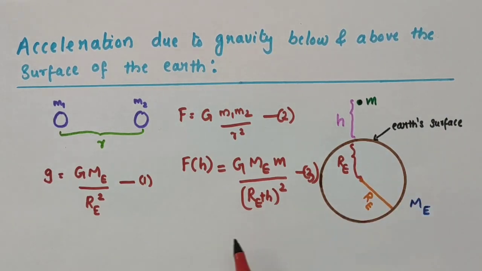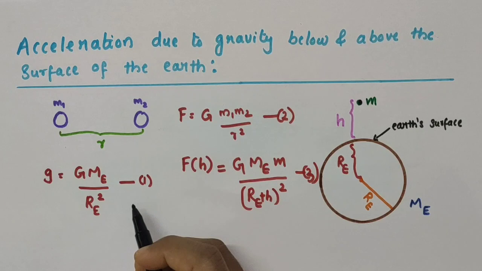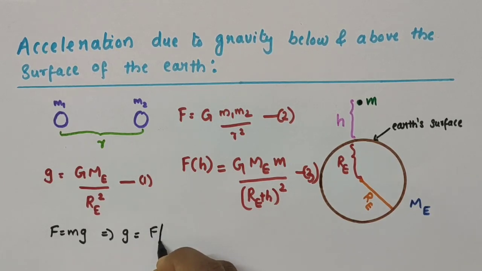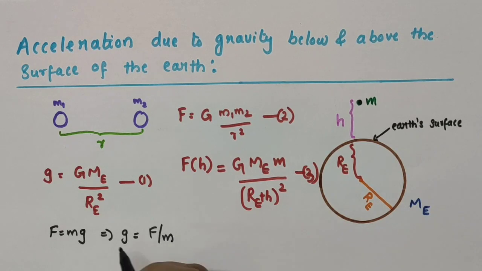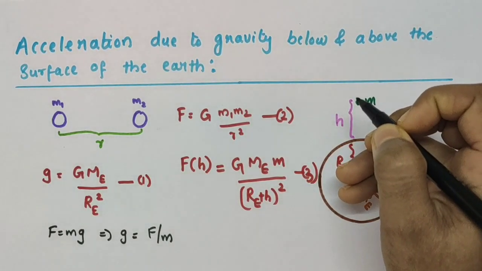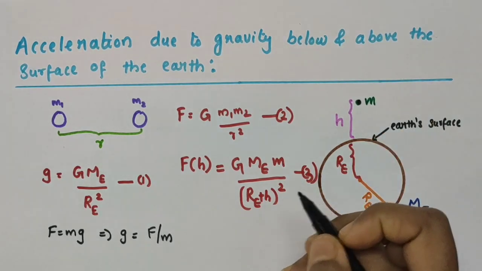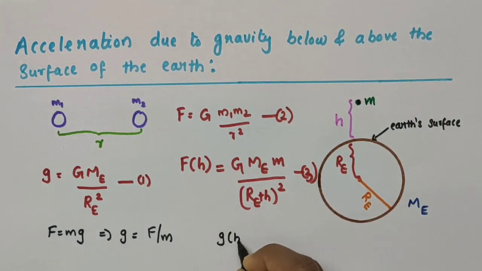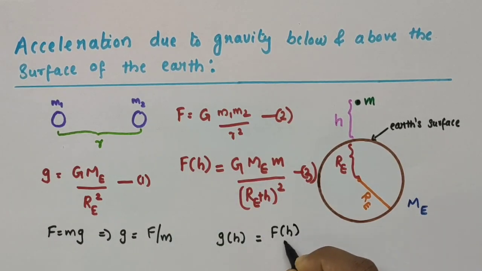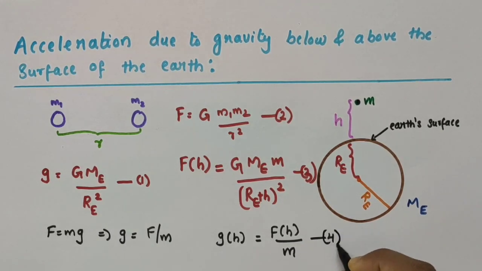Now by using the expression F = m g, we can write g = F / m, where g is the acceleration due to gravity. So here the acceleration experienced by the point mass, which is at a height h above the earth's surface, can be written as g of h = F of h divided by mass m. I am taking this as equation number 4.